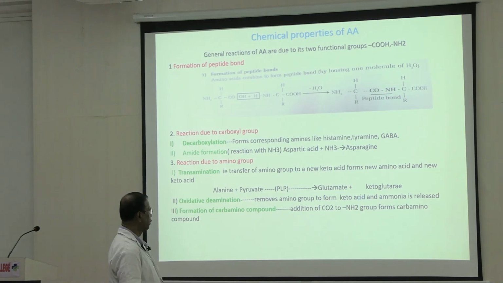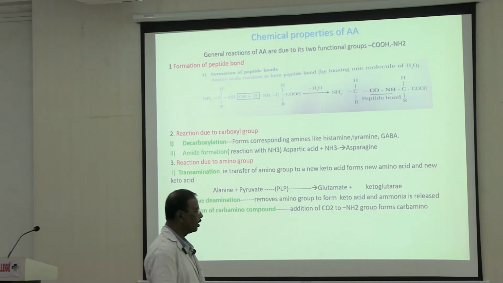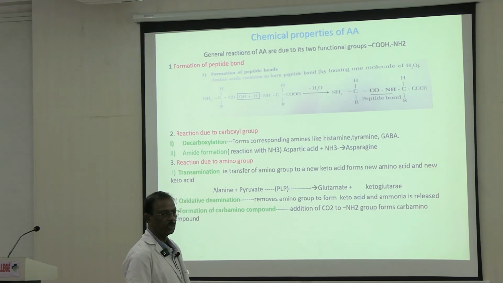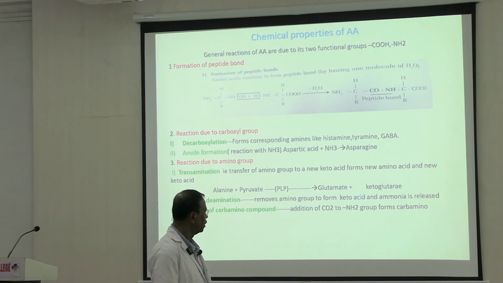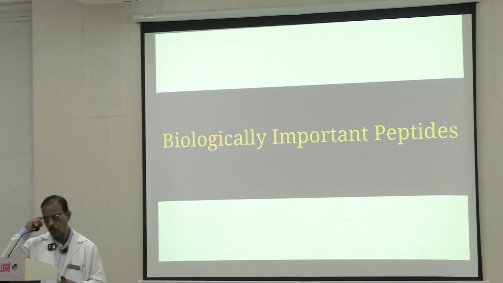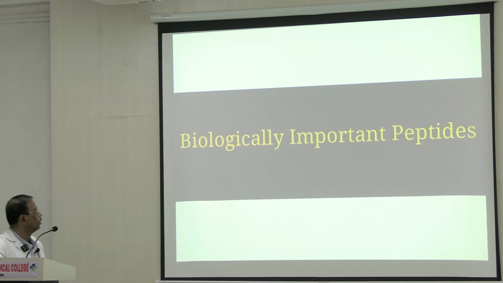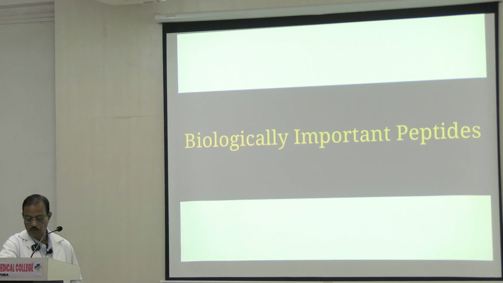Formation of carbamino compound: addition of carbon dioxide to the amino group forms a carbamino compound. In case of hemoglobin, carbon dioxide is carried by formation of carbamino compound. So now we will see some biologically important peptides. Here also you will get short notes, long questions from this topic.